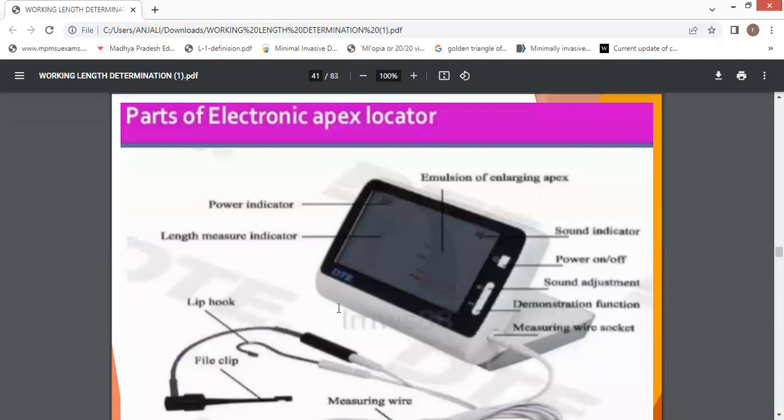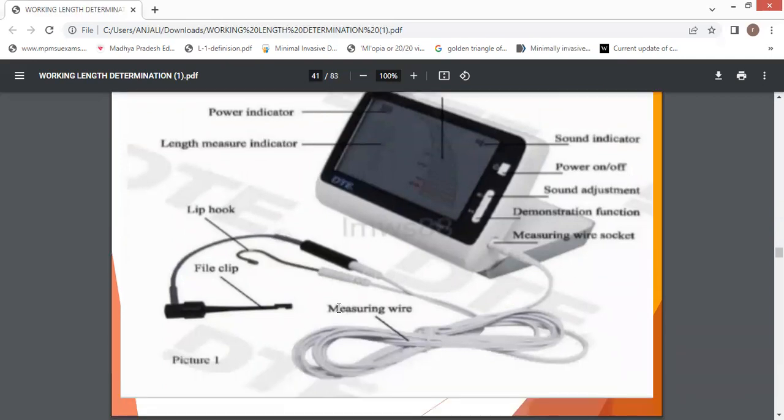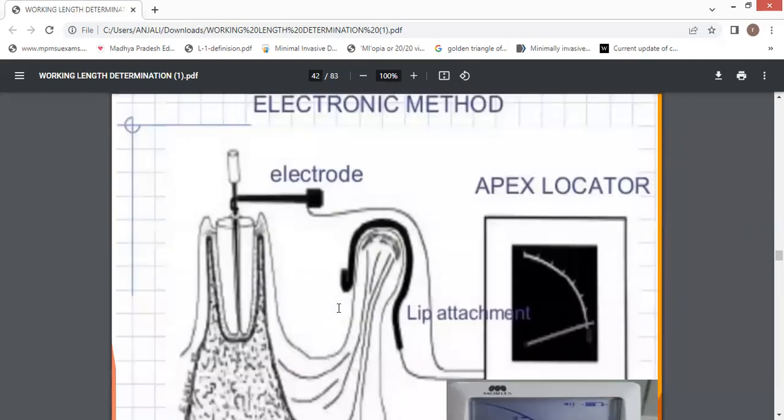Here you can see parts of electronic apex locator. There is a lip hook, a file clip, a measuring wire, and a display which has power indicator, length measure indicator, enlarging apex indicator, sound indicator. There's a power button for on and off, sound adjustment, demonstration function, and measuring wire socket. Electronic method.